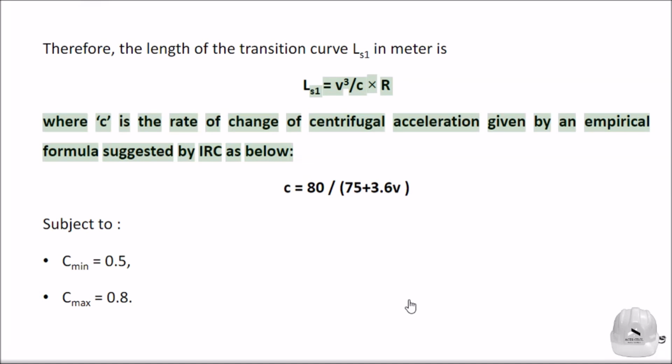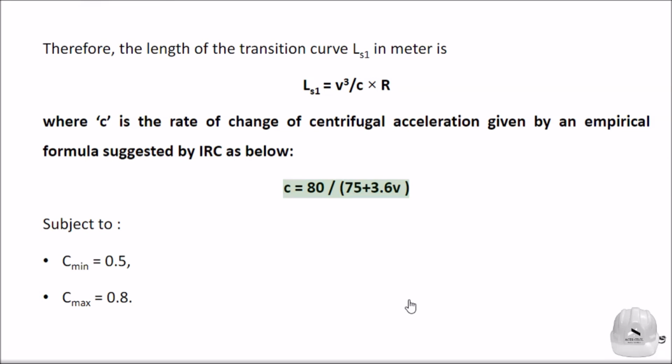suggested by IRC as below. C equals 80/(75 + 3.6V), subject to C min equals 0.5 and C max equals 0.8.